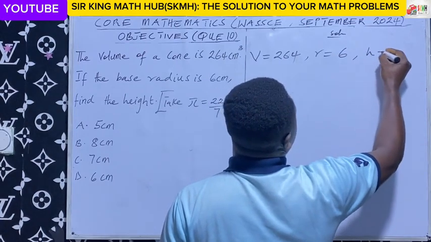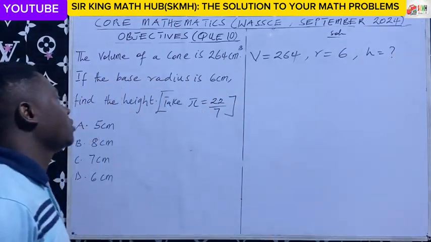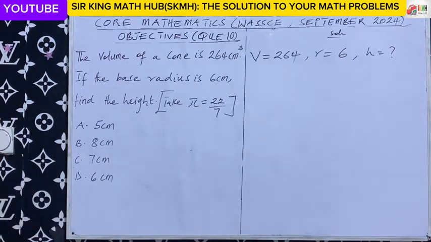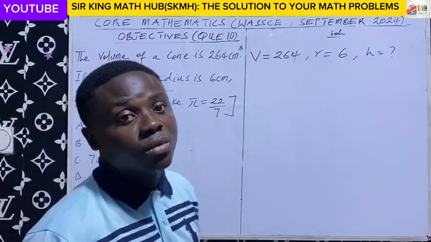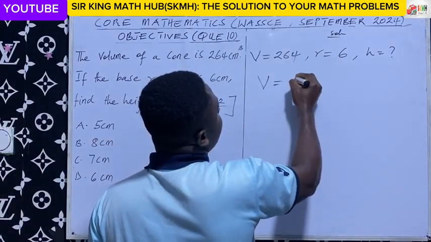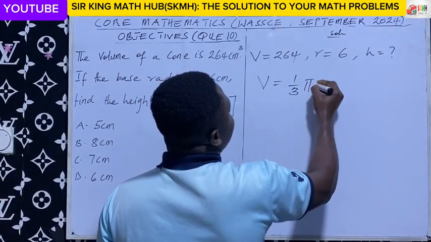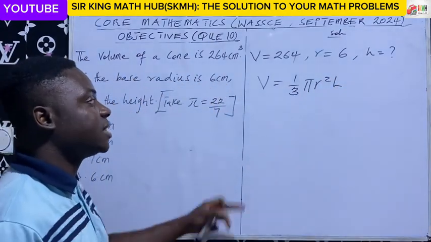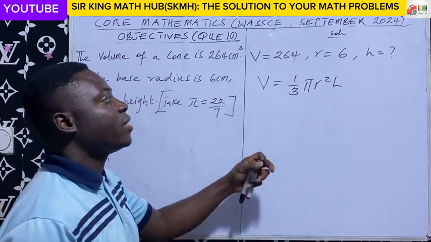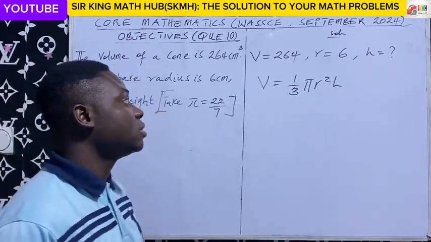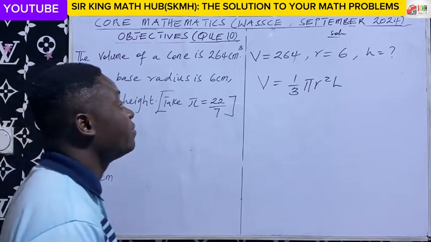So let's represent the height as h. And we are also to take pi as 22/7. So now what is the formula for finding the volume of a cone? Formula for finding the volume of a cone is V is equal to 1/3 pi r squared h, where V represents the volume, r represents the base radius, and then h represents the height of the cone. So with this formula, we can substitute the values.